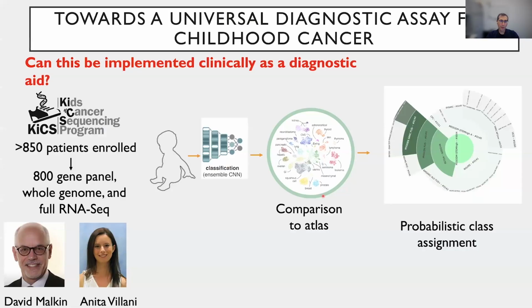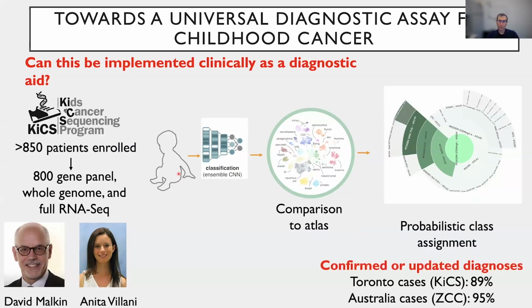So with David and Anita, as part of the KiCS Precision Medicine program, which I already introduced, we asked if this could be implemented clinically as a diagnostic aid. Can we begin to roll this into our usual standard? Every Tuesday afternoon, we get together and discuss with the oncologist, pathologist, and genomicists a good 2 or 3 cases from sick kids or others, and we make sure to, as much as possible, include the RNA-seq for us to be able to do this classification in real time.